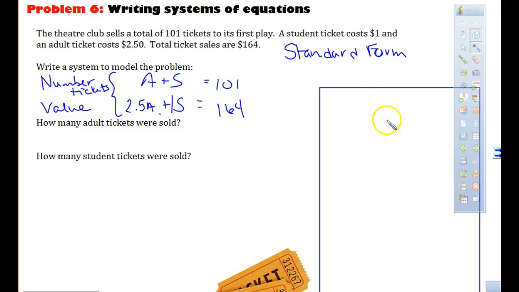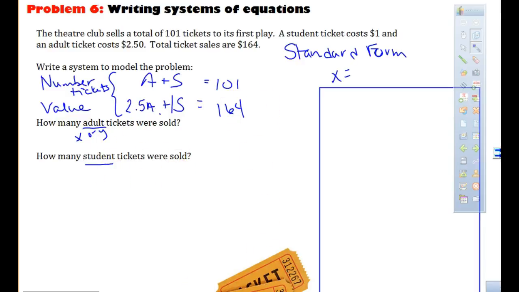I don't care if you use x and y, but if you use x and y, then you really got to say x stands for student and y stands for adult, right? Whereas if I use a, I know a stands for adult, and I know s stands for student. So when you finish the problem, you got to make sure you know which one is your adult ticket. Is that your x, or was it y? Same with students, if you use x or y.